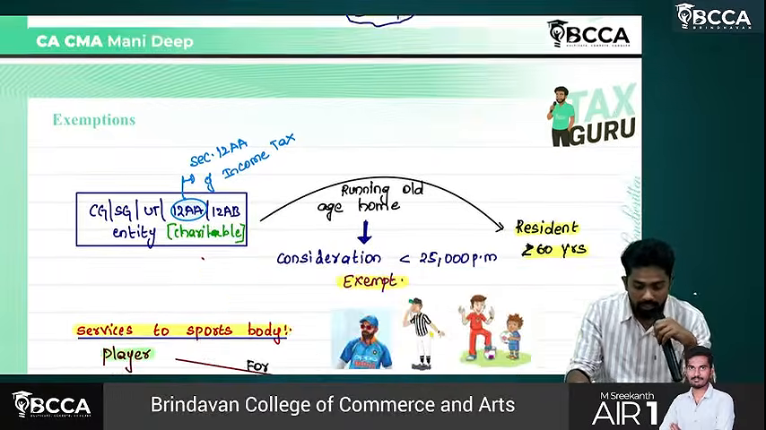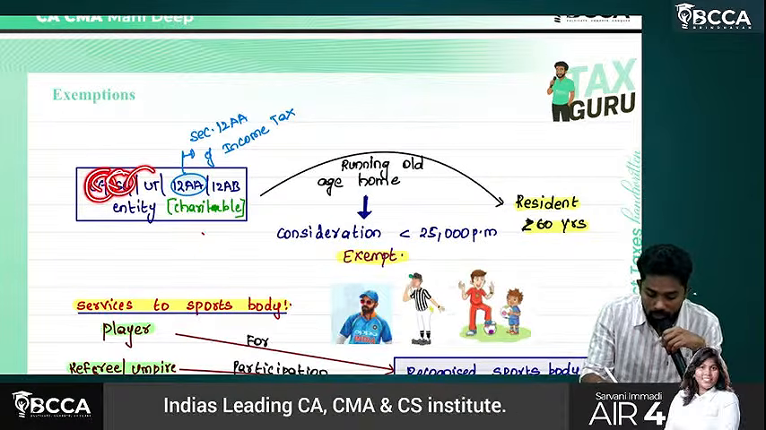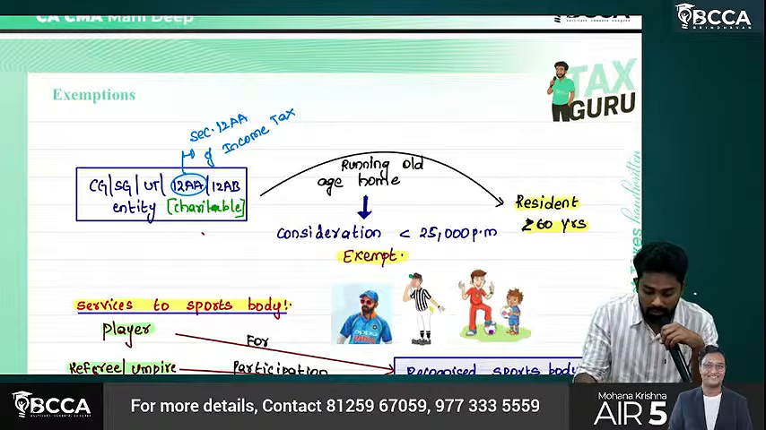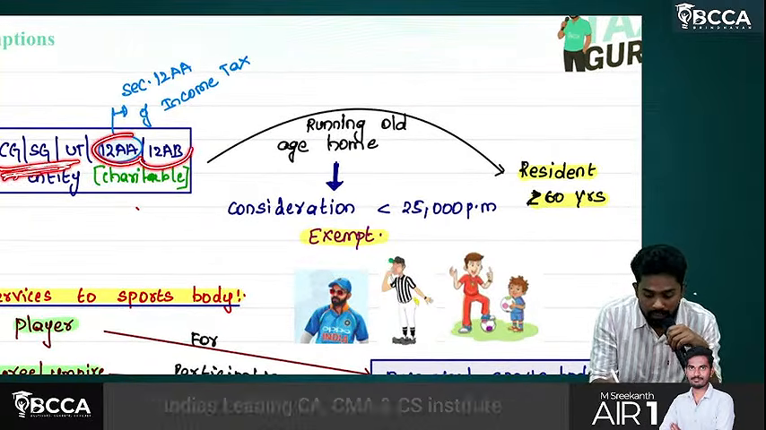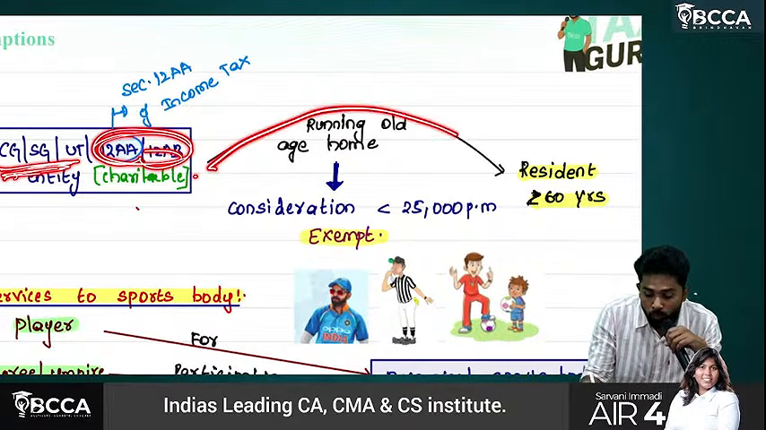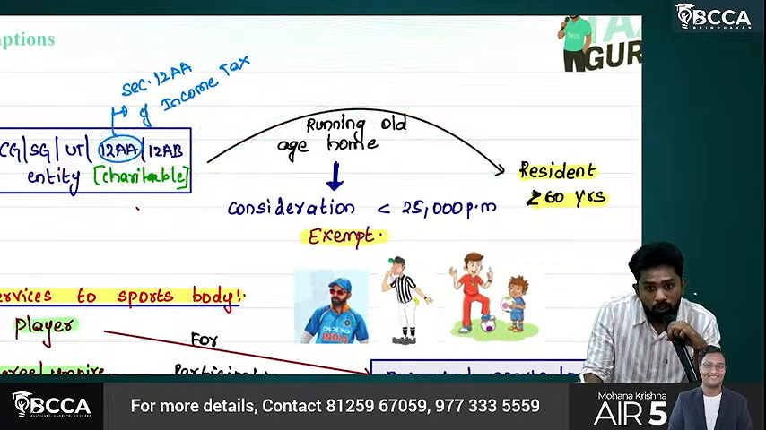Okay. Then state government, central government, union territory, 12A, 12AB entities. Understand, these central government, state government, union territory or even charitable entities, when they are running an old age home.